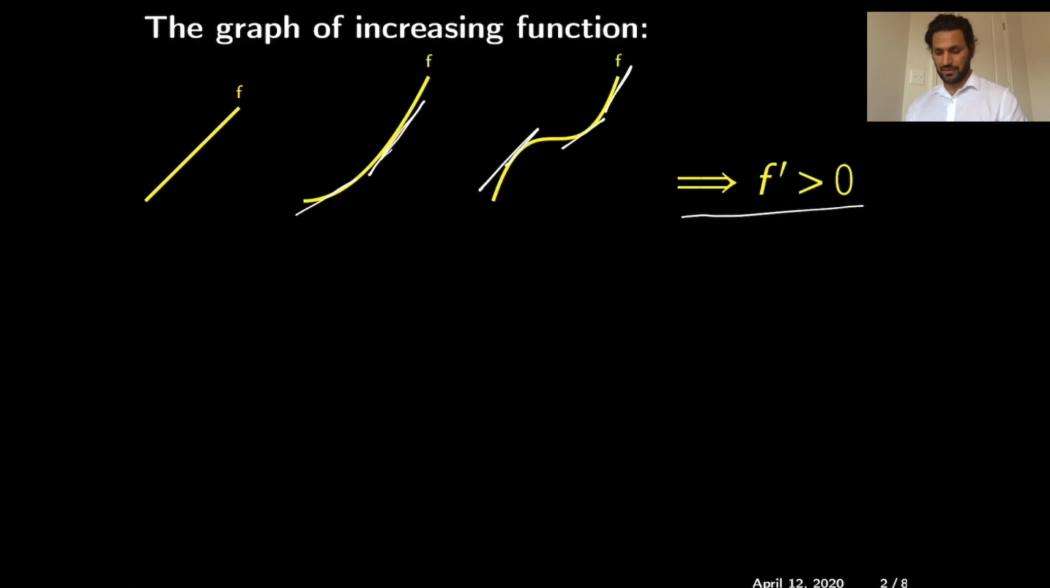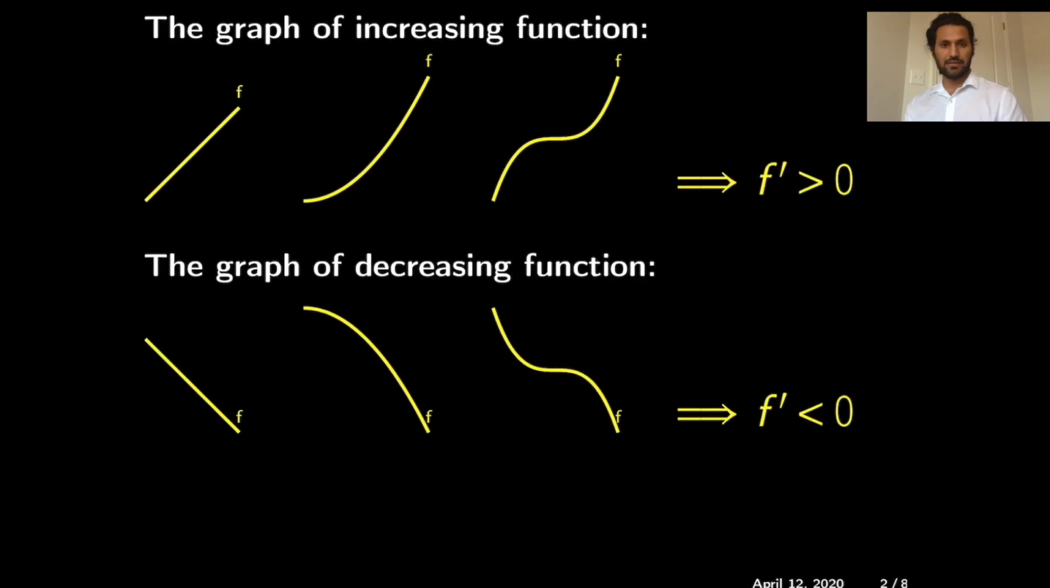positive. Similarly, if I take some decreasing function and draw the tangent line, I will notice that the slope of the tangent line at any point on the graph of this function is negative. Therefore, the derivative of the function when the function is decreasing is always strictly negative.